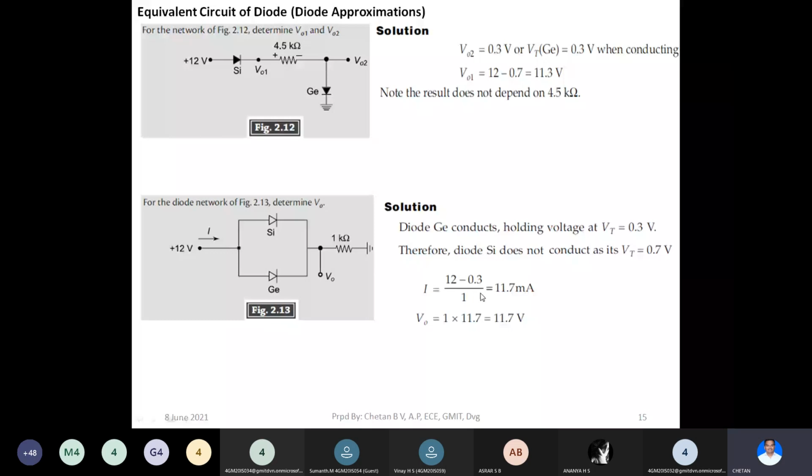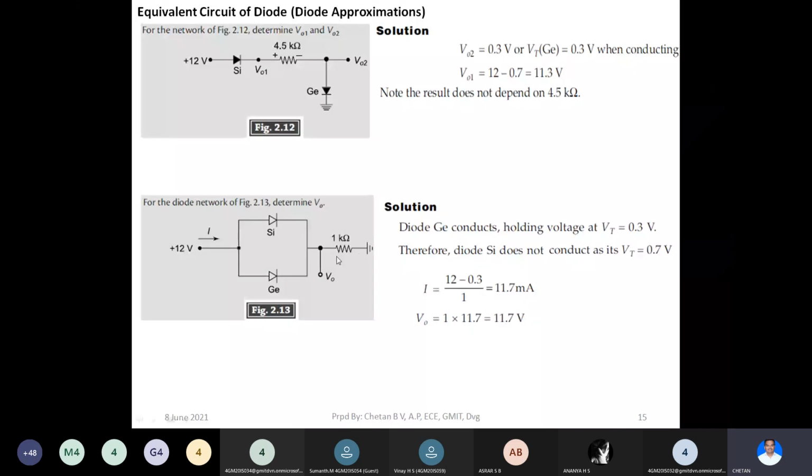So what you will have, 1 kilo means 10 raised to 3. If you take 10 raised to 3 from the denominator to the numerator, it becomes 10 raised to minus 3, which is nothing but milli. Therefore 12 minus 0.3 would result in 11.7. And as there is milli, 10 raised to minus 3, you can write it as 11.7 milliampere. That is the value of capital I.